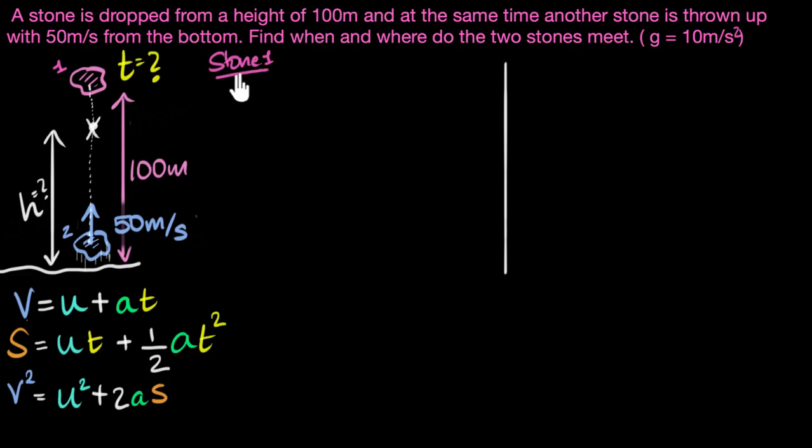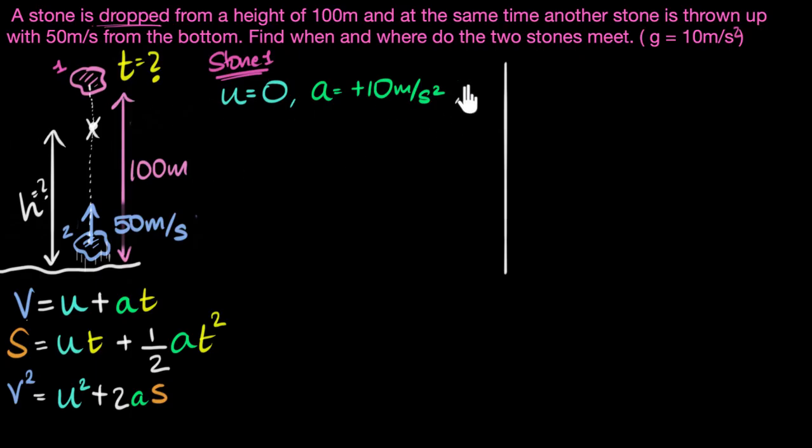Here is stone 1. Let's look at what data is given to us. What do we know about this stone? Well, we know it's being dropped. And that means whenever you're dropping something, it has an initial velocity of 0. So we know u is 0. We know its acceleration. Its acceleration is plus 10 meters per second squared. And it is plus because as this stone falls down, its velocity increases. And as a result, acceleration is positive. If velocity were to decrease, acceleration would be negative.